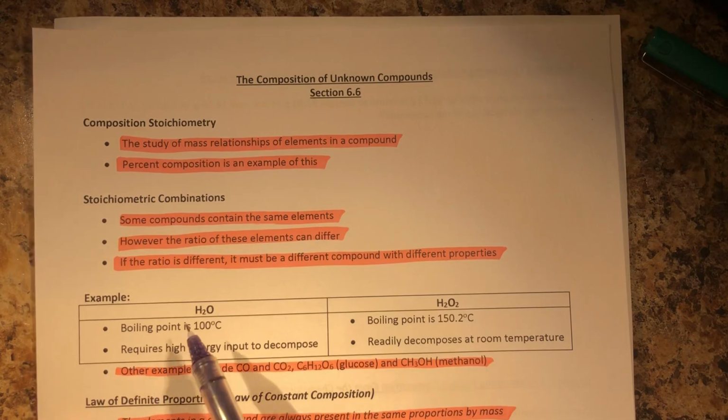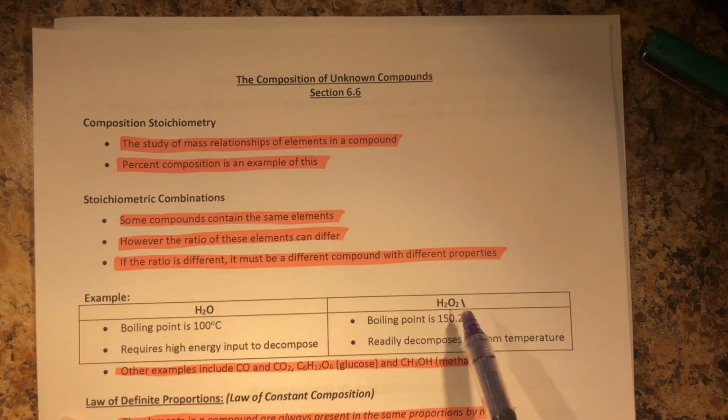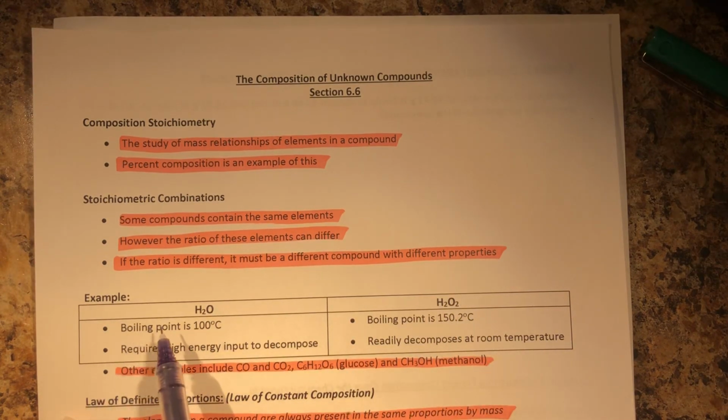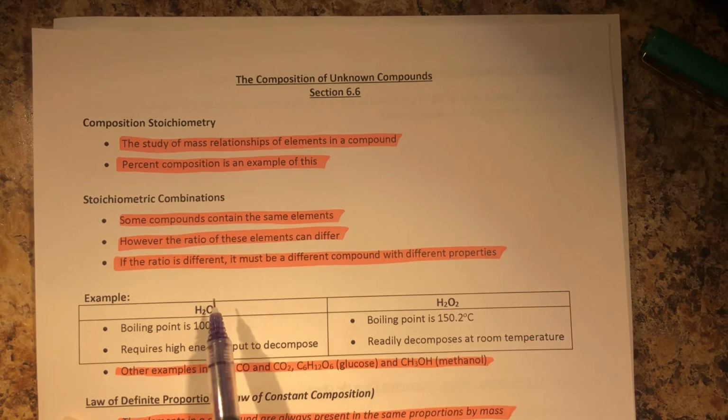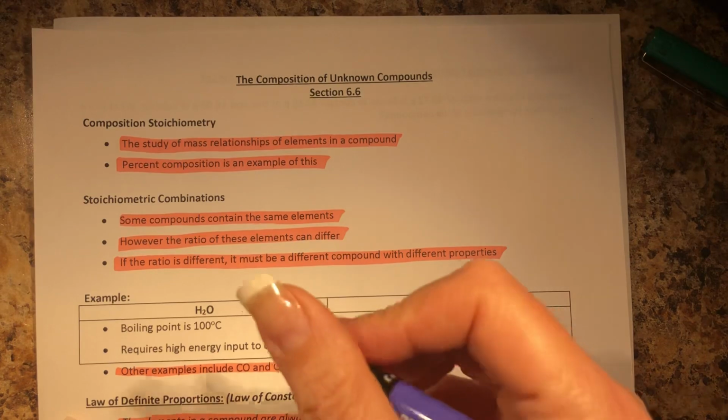So for example, H2O versus H2O2. The boiling point of H2O is 100 degrees and the boiling point of H2O2 is 150.2, vastly different. Water requires a lot of energy to decompose, whereas H2O2 will readily decompose at room temperature. Water is not toxic, H2O2 is toxic.